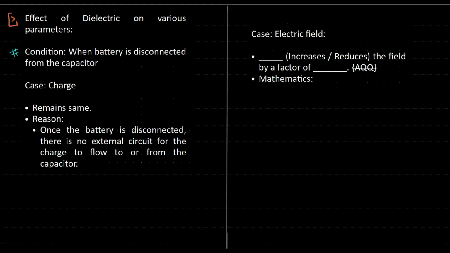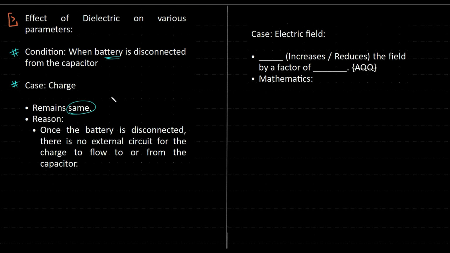So let's summarize what we have learned by looking into each aspect of a capacitor post introduction of dielectric between them. So we have a condition that the battery is disconnected and the charges are present on the capacitor. So we have a charged capacitor, and in between that we are placing a dielectric. So what will happen to the charges per se? They will remain the same. Why? Well, where will the charge go?